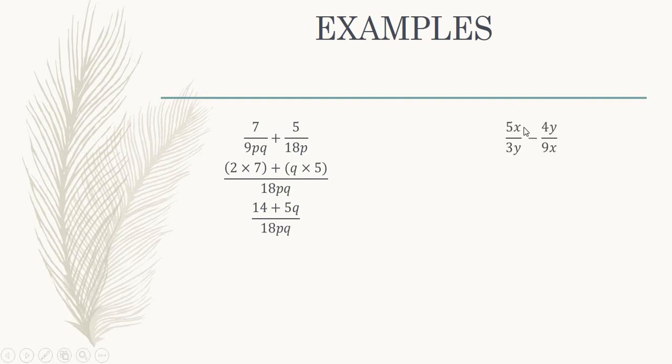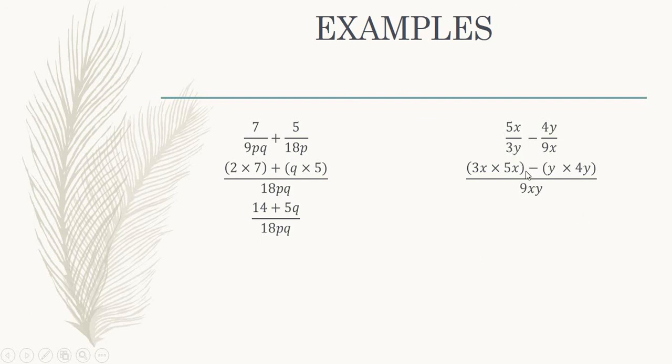Next problem. We have 5x over 3y minus 4y over 9x. Again, we need a common denominator. What would be a common denominator here? Note that 3 can go into 9 and 9 can go into itself. So our common denominator would be 9xy. Alright?